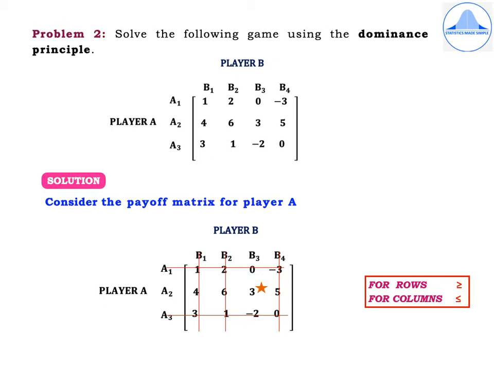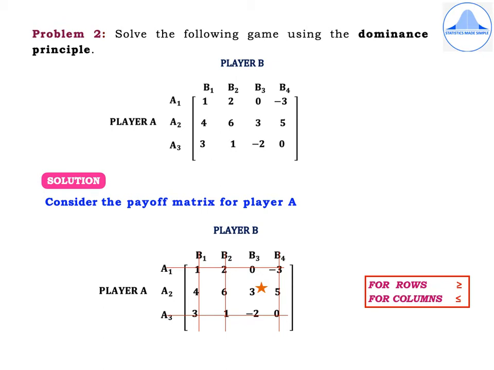4 is greater than 1, 6 is greater than 2, 3 is greater than 0, and 5 is greater than minus 3. Okay, so you see that A2 dominates A1, so you will delete A1. Now the next step is you have to compare A2 with A3.